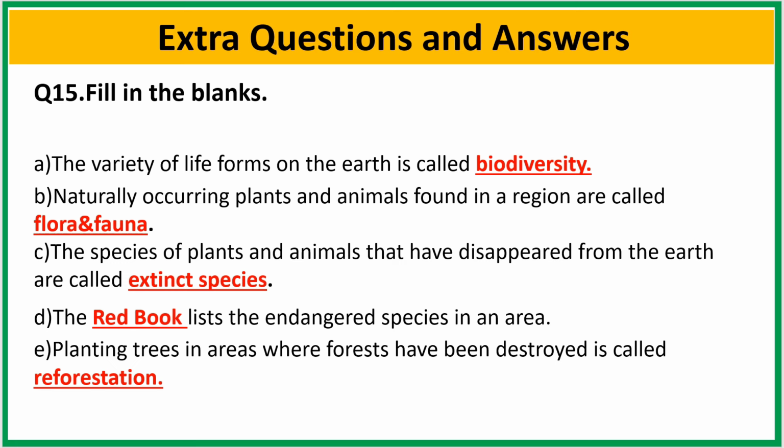Question number E. Planting trees in an area where forests have been destroyed is called dash. So, the answer is reforestation. Reforestation is just the opposite of deforestation. We already know what is meant by deforestation: cutting down of trees and destroying the forest. And reforestation means planting trees and creating a new forest.